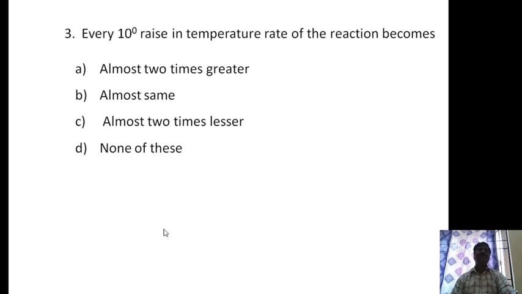Third question: for every 10-degree rise in temperature, the rate of the reaction becomes: A, almost 2 times greater; almost the same; almost 2 times lesser; and none of these. These are the four options. You have to choose the correct answer. I will give you 10 seconds.